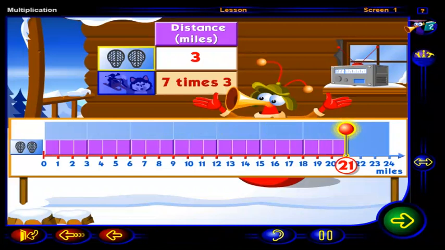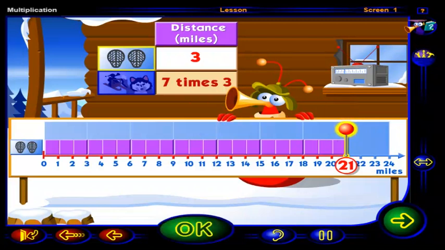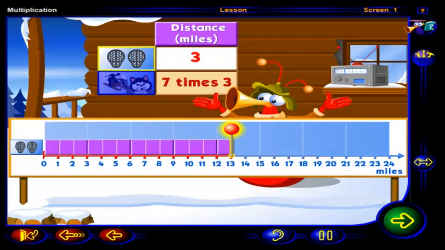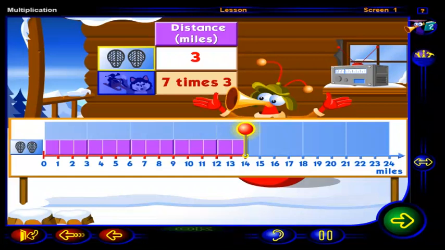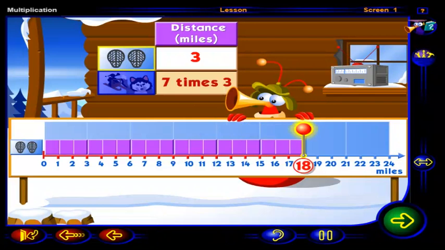The explorer wearing snowshoes has traveled fewer miles than that. Try again. That's not right.